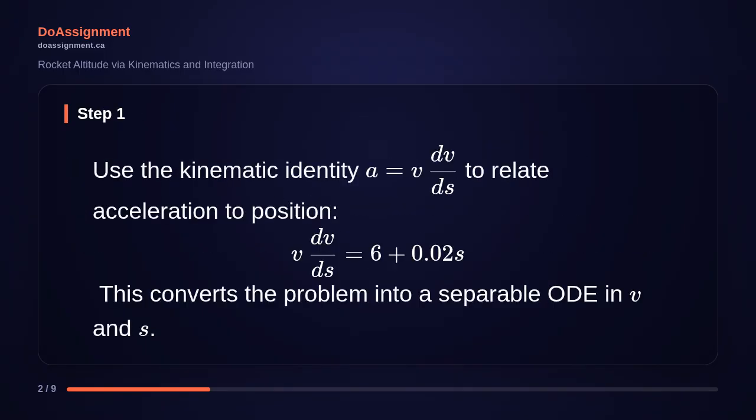We start by using the chain rule identity that acceleration equals v times dv/ds. Substituting our acceleration expression gives v dv/ds equals 6 plus 0.02 s. This is a separable equation in v and s.